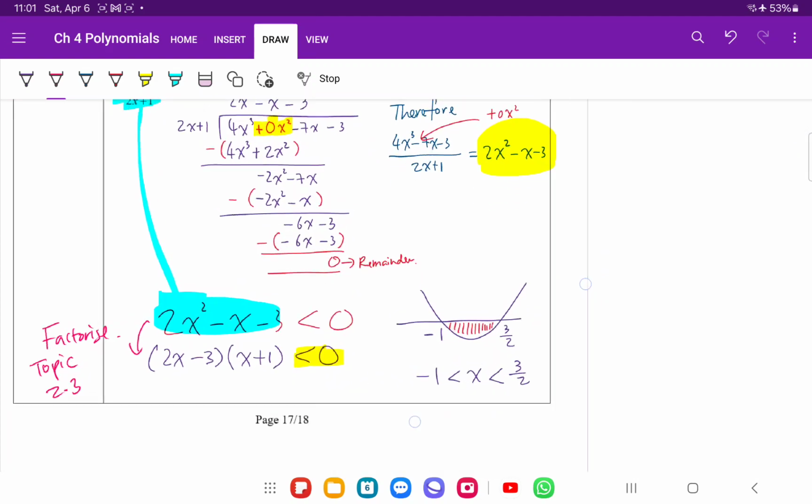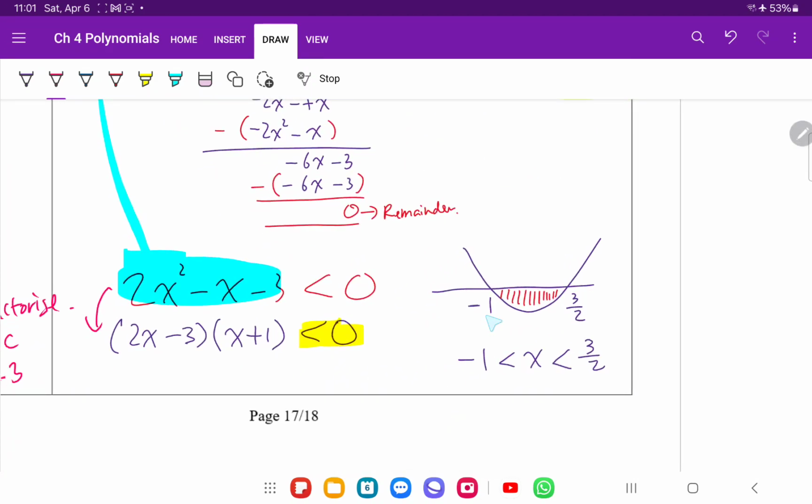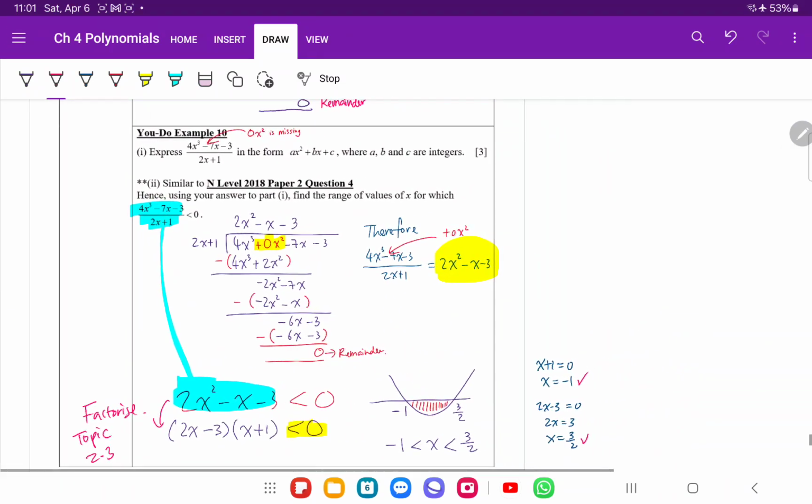Some of you may be asking, teacher, how do you get the -1? Now the -1 is obtained from the x plus 1. A rough working will tell you x plus 1 equal to 0. If you solve it, x will give you -1. Now that's how the -1 appears. Likewise, how do we get 3/2? You must solve this bracket. So 2x minus 3 equal to 0, 2x is equal to 3, x is equal to 3/2. That's how we get the 3/2. Alright, with that, this is the you do example 10.